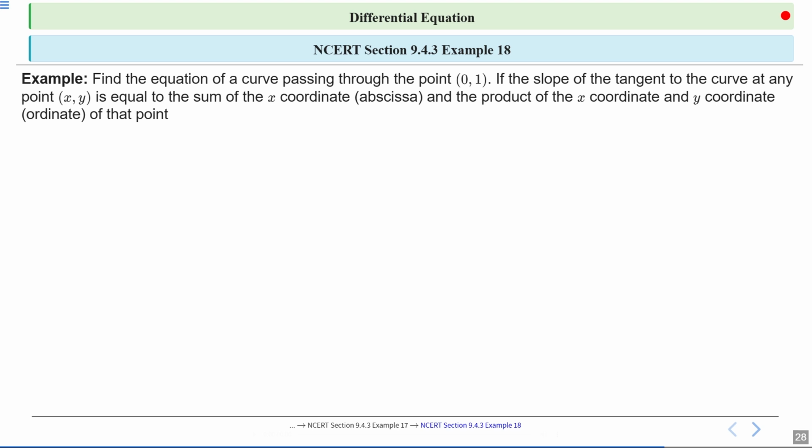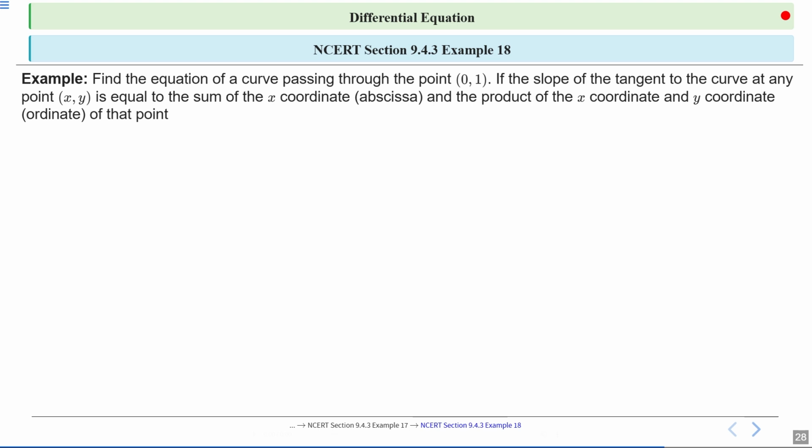Okay, so in this example, we have to calculate the equation of the curve. That means a particular solution, which is also passing through the point (0, 1). That is your initial condition. That is, x equal to 0, then y is equal to 1. So in this question we have to calculate a particular solution, and the given initial condition is y is equal to 1 when x equal to 0.